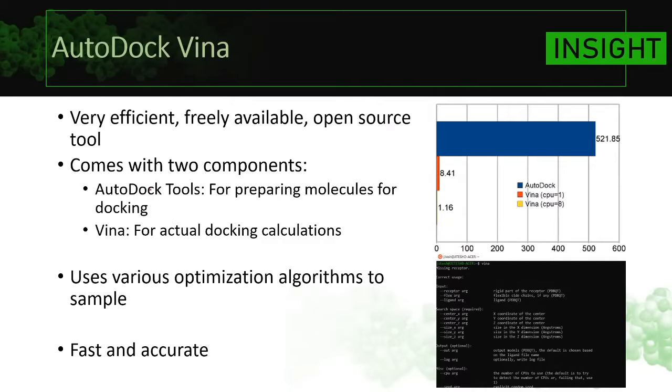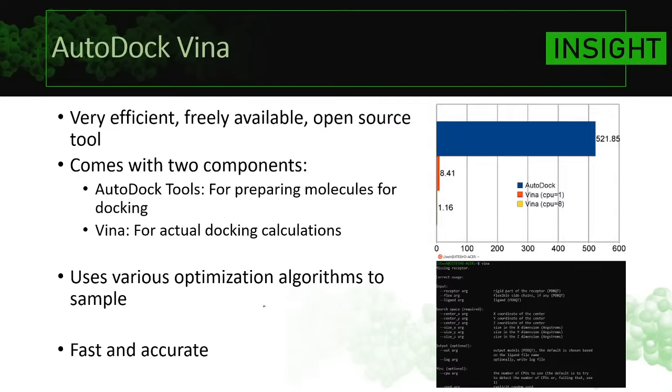So let's discuss AutoDock Vina, how to go about using it, and then we'll see how to prepare the molecules. AutoDock Vina is a very efficient, freely available software, and it's also open source. That means you can make some changes to this algorithm depending on your requirement. AutoDock Vina is command line based software. That means it is not directly accessible through graphical interfaces. It also comes with AutoDock Tools, which can be downloaded separately for preparing the molecules for any kind of docking.